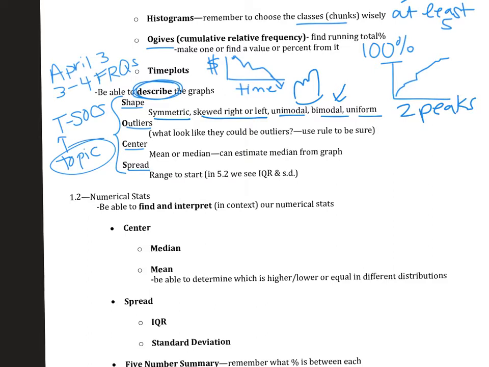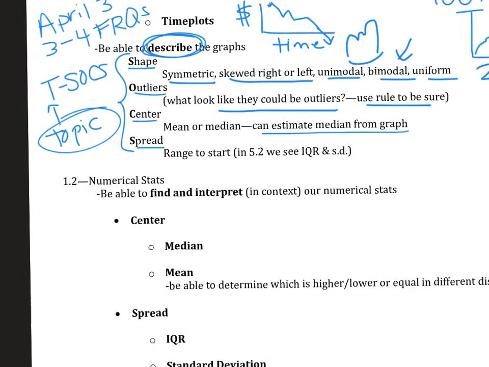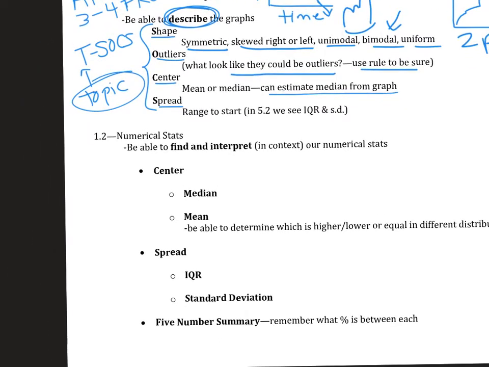All right, outliers. You're going to use a rule. We're going to talk about that in just a minute, but make sure you look to see if there are any outliers. Mean or median, you can estimate the median from a graph because it's in the middle. And then the spread is the range. You can also use IQR or standard deviation for spread.